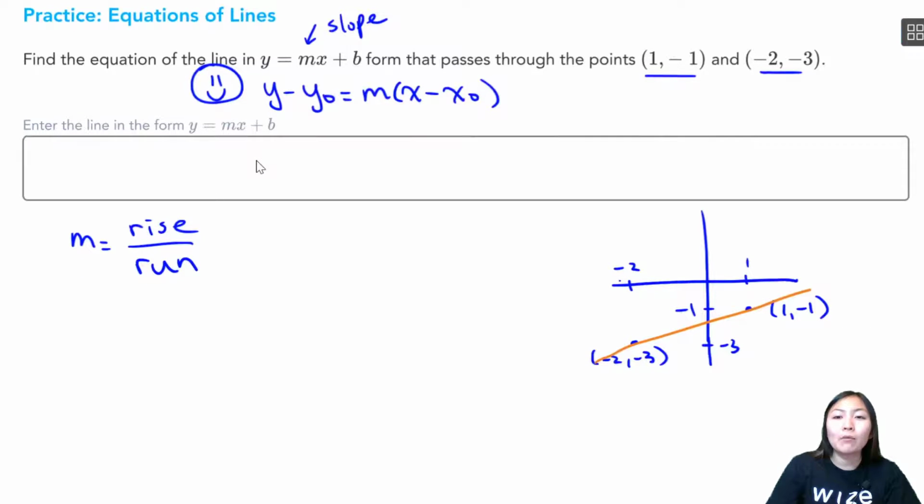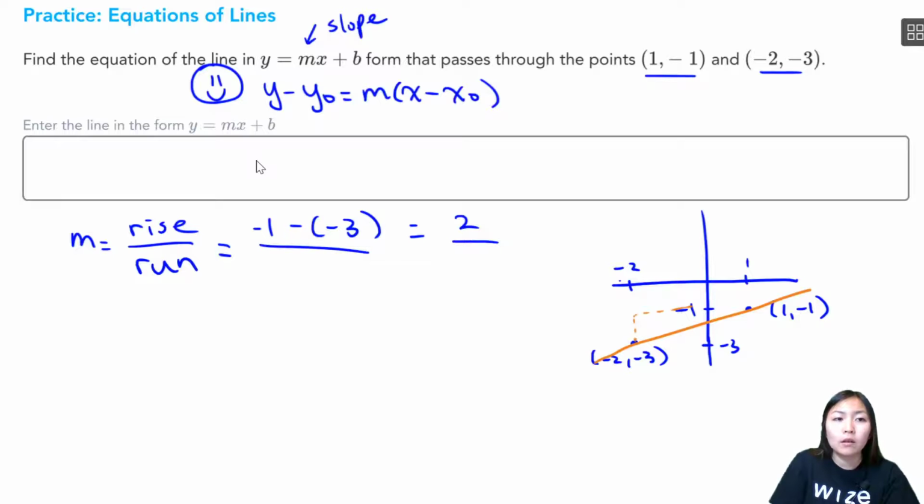So if I want to find my rise, I'm looking at how did I go from a -3 all the way up to a -1. How did I go up there? Well, my rise is going to be a rise of 2, or you can think of it as ending point -1 minus starting point -3, y2 minus y1, which will give me a +2.